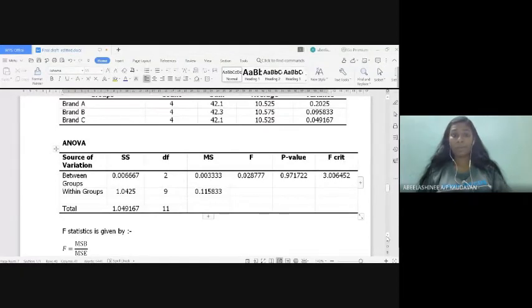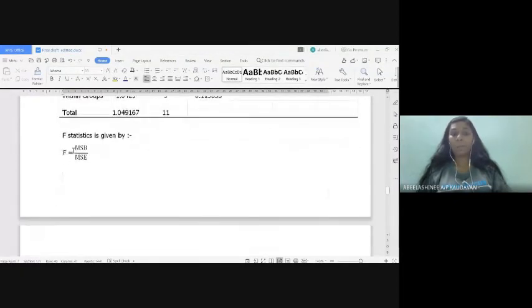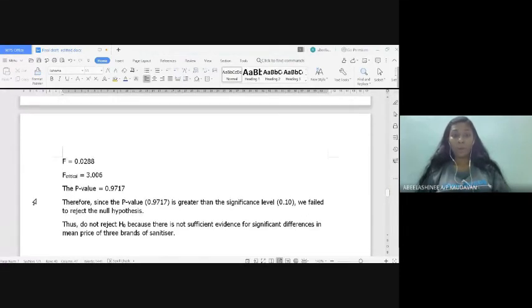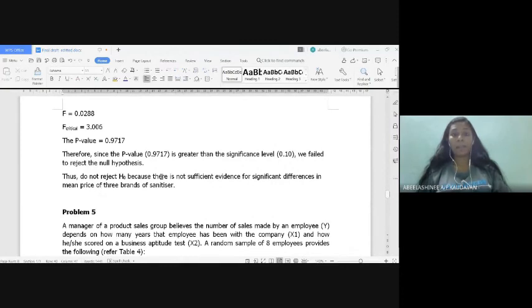In order for me to find the F statistic, F equals mean square between divided by mean square error. So my F value was 0.0288 while my F critical was 3.066. Besides, the p-value is 0.9717. Therefore, since the p-value is 0.9717, which is greater than the significance level, which is 0.1, we fail to reject the null hypothesis. Thus, we do not reject the hypothesis because there is not sufficient evidence for significant differences in the mean price of the 3 brands of sanitizer.